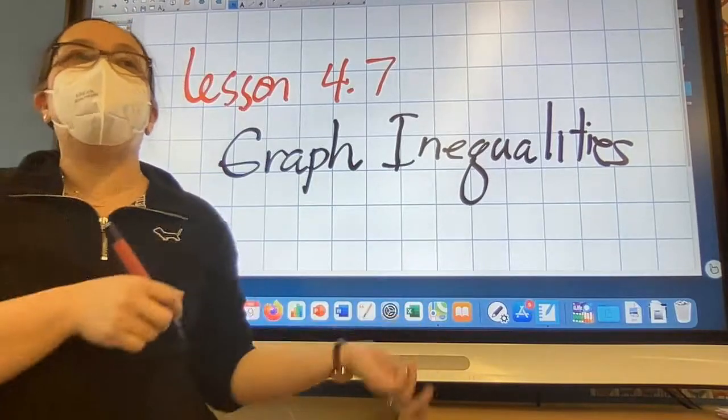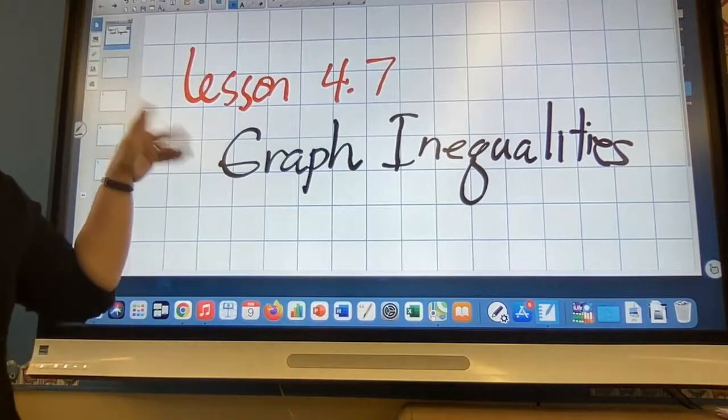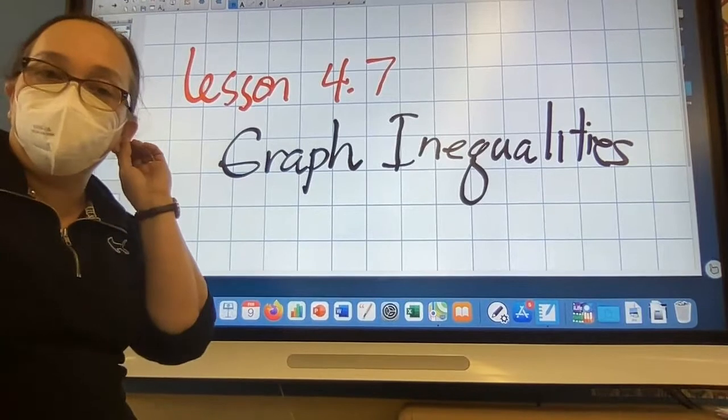Introduced yesterday, we already have inequalities. So today we're going to be doing lesson 4.7, graphing inequalities. We're not going to be solving. We're going to be doing that tomorrow.